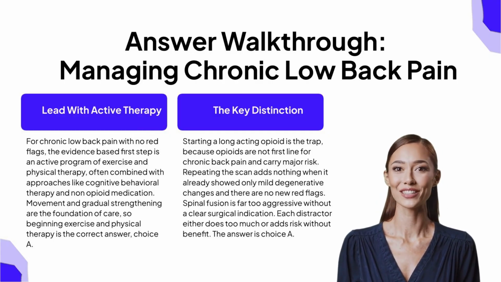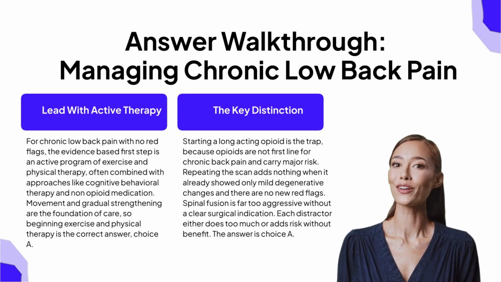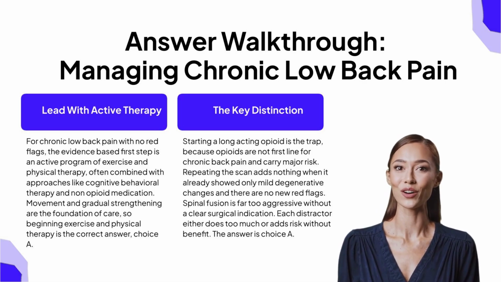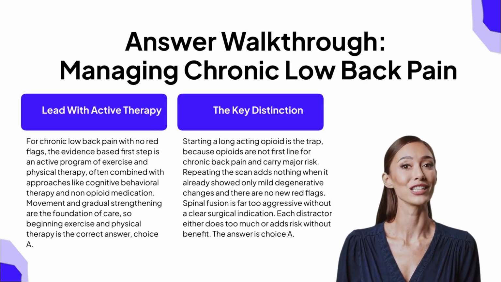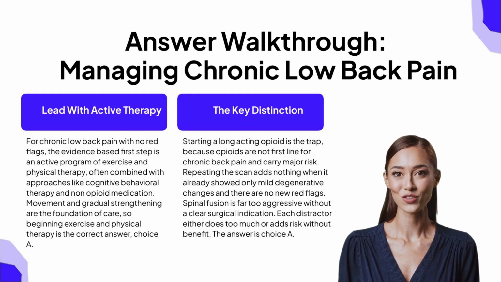First, lead with active therapy. For chronic low back pain with no red flags, the evidence-based first step is an active program of exercise and physical therapy, often paired with approaches like cognitive behavioral therapy and non-opioid medication. Movement and gradual strengthening are the foundation of chronic back pain care, so beginning exercise and physical therapy is the correct answer. Choice A.